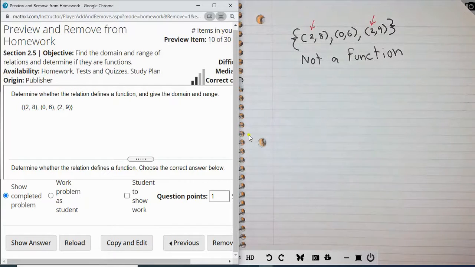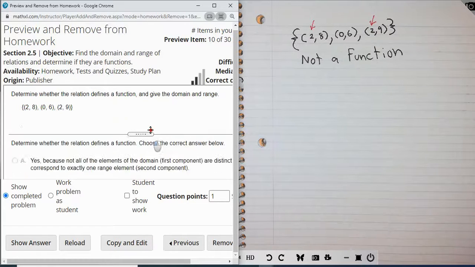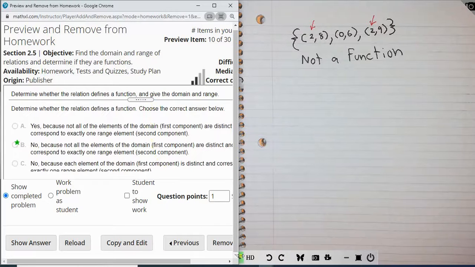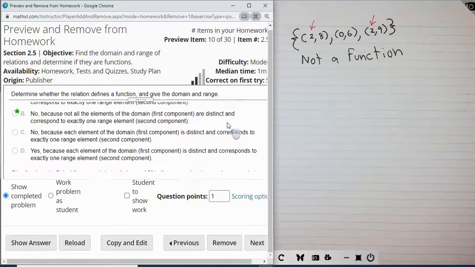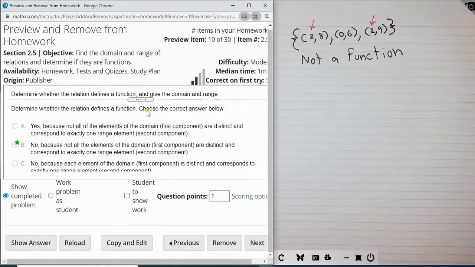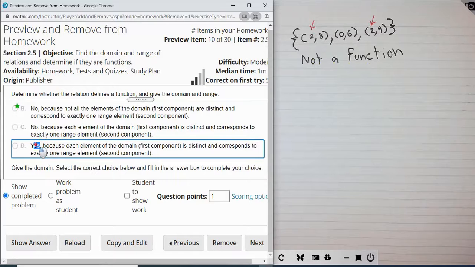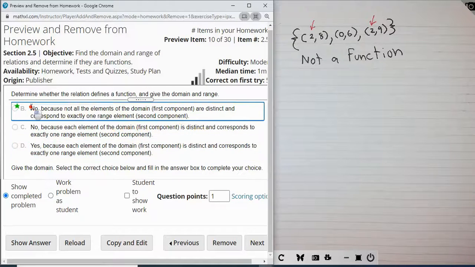This is going to be a multiple choice question, so what I really like to emphasize is the language on these things. Here's the way I usually handle these. I see that it's not a function, so I'll eliminate the multiple choice answers that say yes. But notice that there are 2 no's here.